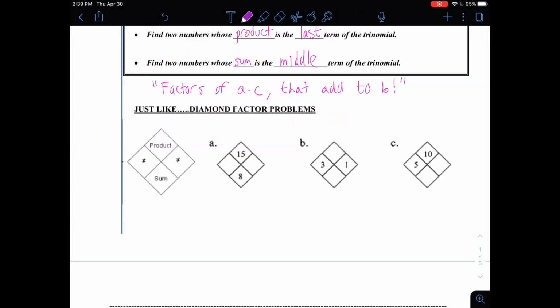So we need factors of 15 that are going to add to 8. What are some things that multiply to 15? What times what is 15? Well, we got 1 and 15. Anything else multiply to 15? We got 3 and 5. Anything else? So those are the factors of 15.